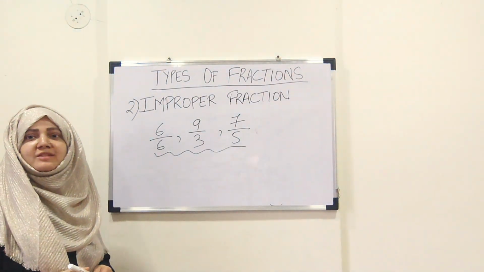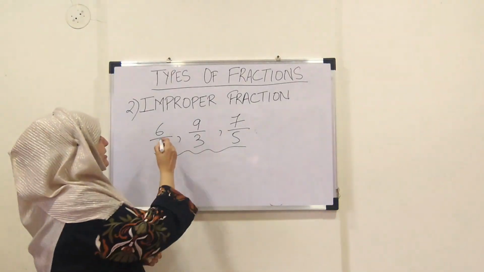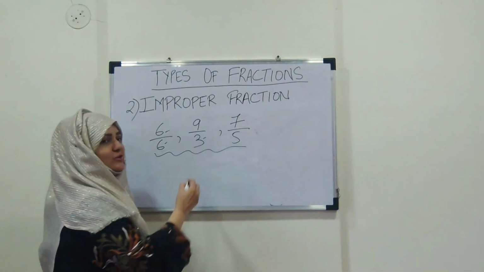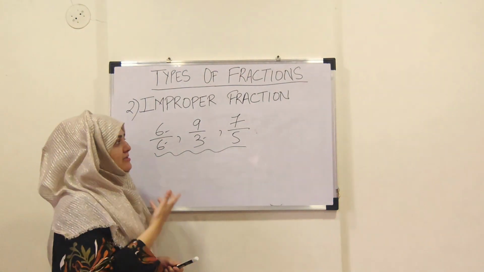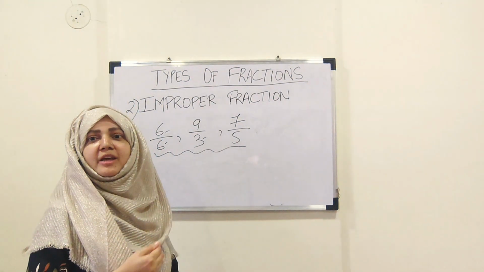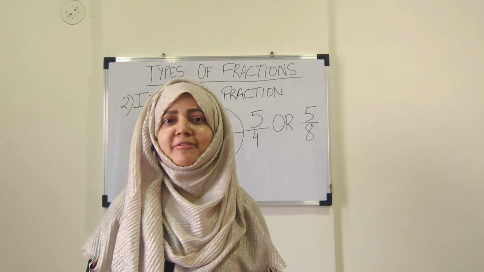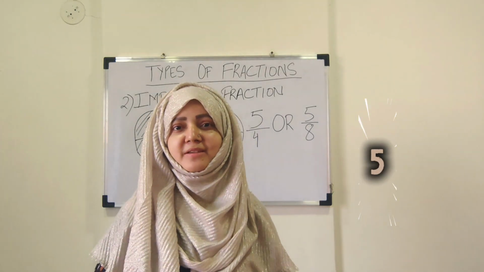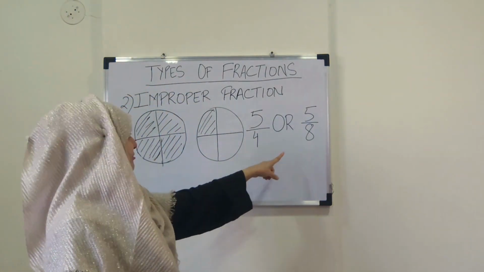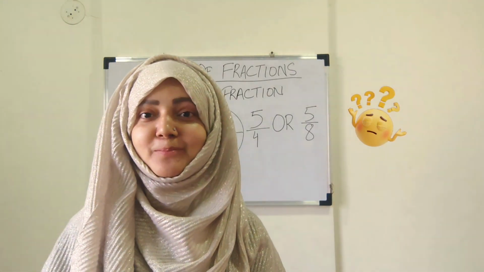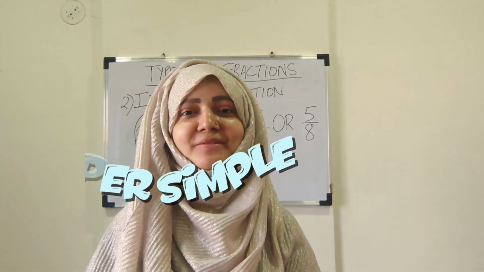Improper fractions are the fractions where the numerator is equal to or greater than the denominator. So here you can see the value is always equal to or greater than 1 whole. If I eat 5 slices, is it 5 by 4 or 5 by 8? A lot of students get confused here, but don't worry, I'll make it super simple. So let's find out the real reason behind it.